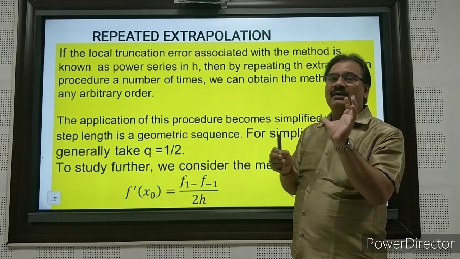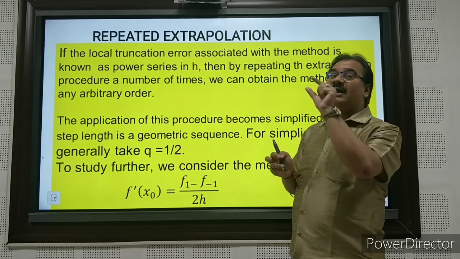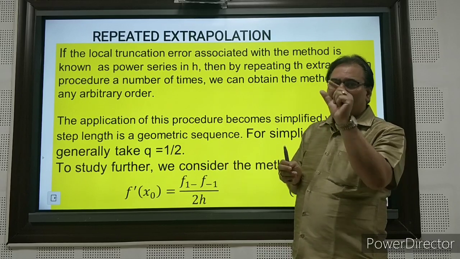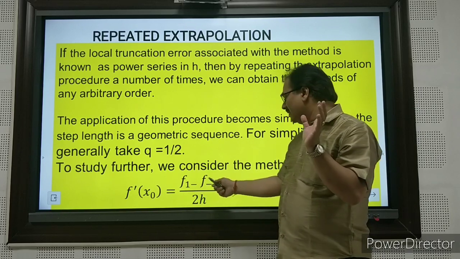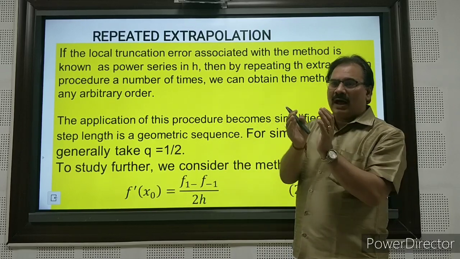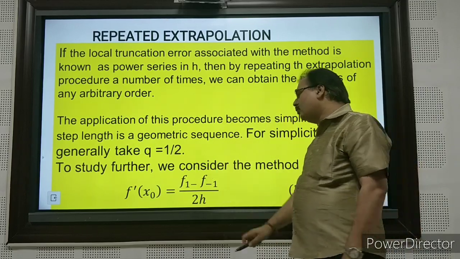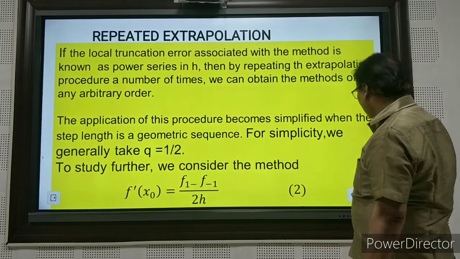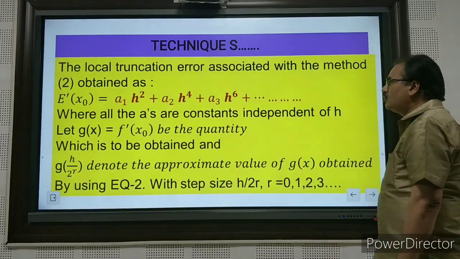The f of f at x naught plus h, or you can say f at x1. So what is the first ordinate? X naught plus h. So it means that is f1 minus, similarly, f of minus 1. F of minus 1 means f at x naught minus h. So this divided by 2h. So this is f dash x naught. This we may support this as equation number 2.